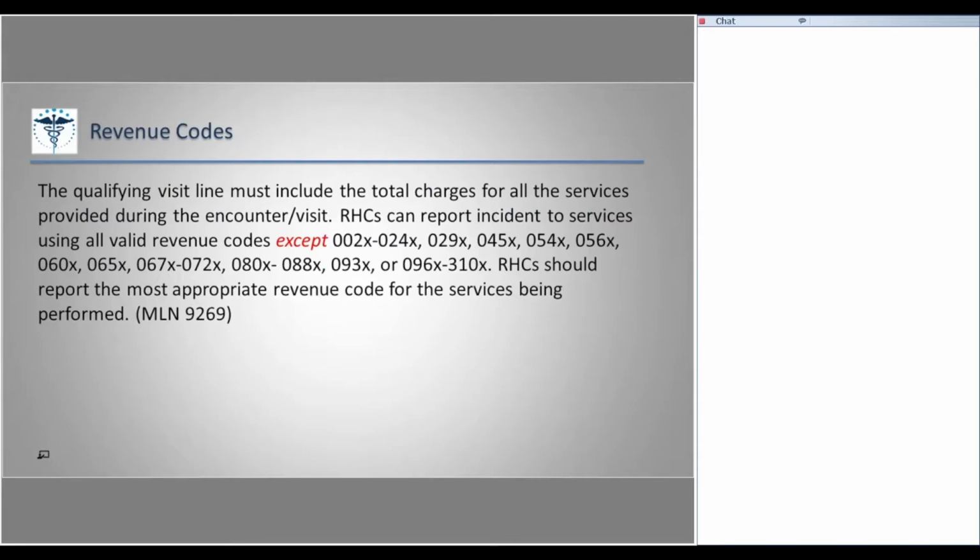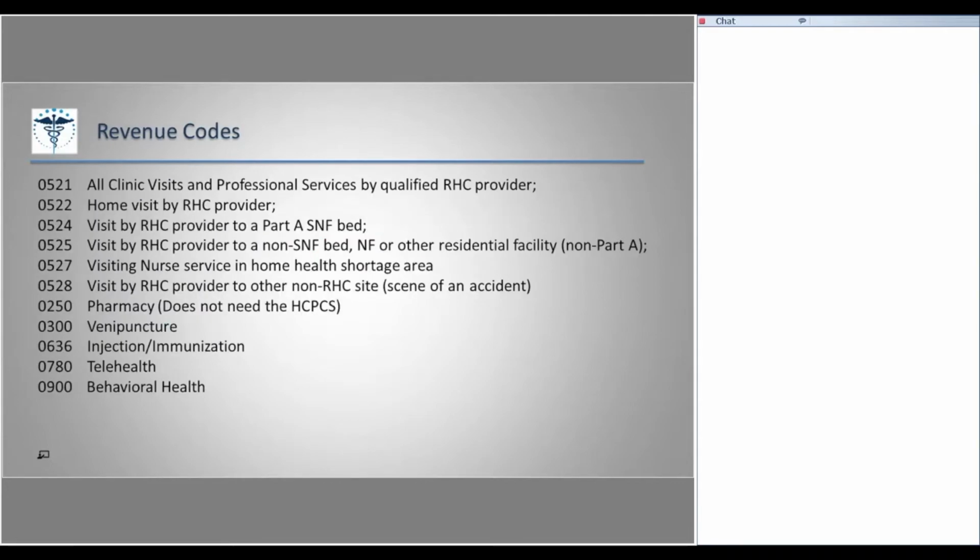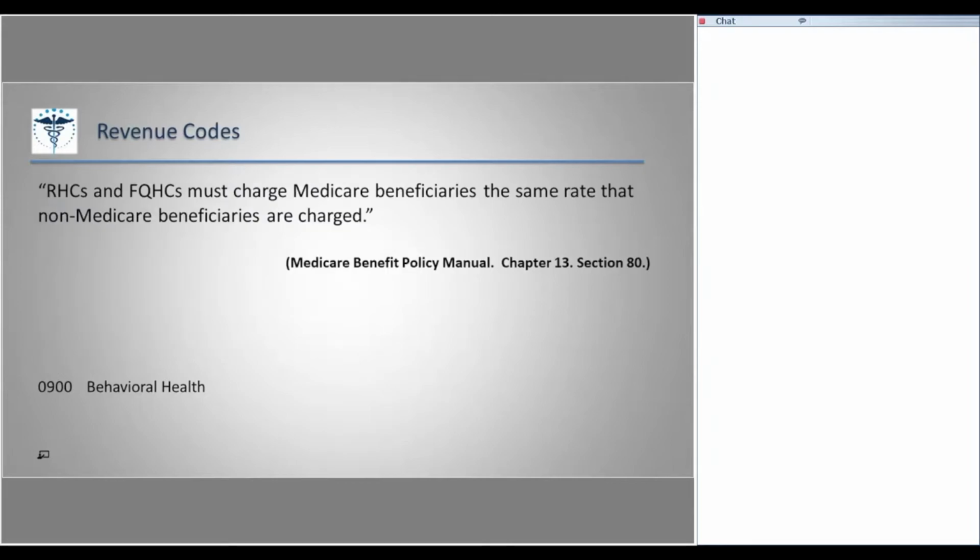We can use all the revenue codes out there in the universe, except these codes, which are therapy codes. That's loosening up a little bit, but I would suggest to you these are the only revenue codes we're going to need for right now on our RHC claims. You see 521, 522 is the home, 524 is Part A SNF bed, etc. Behavioral health down to 900, and just for the record, that telehealth revenue code is only for the originating site. Don't go billing all your telehealth services that are provider services under 780. Those should be revenue code 521.